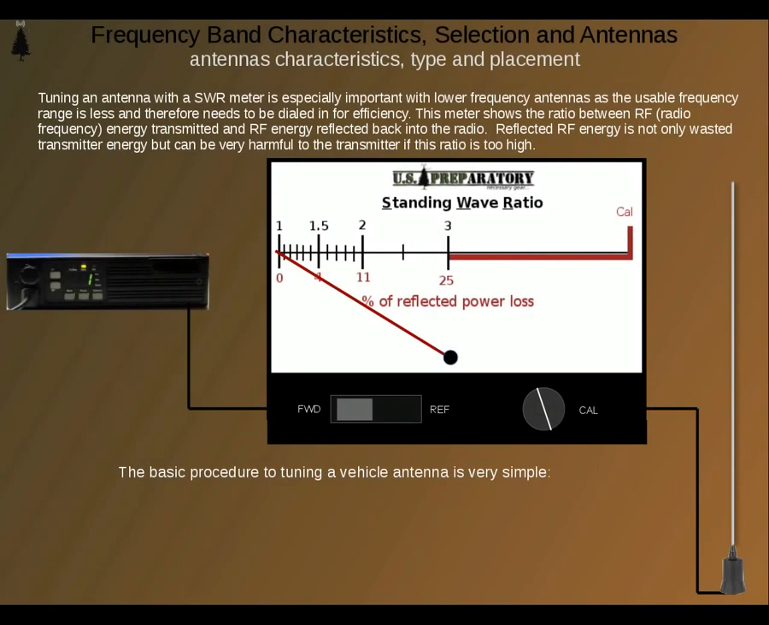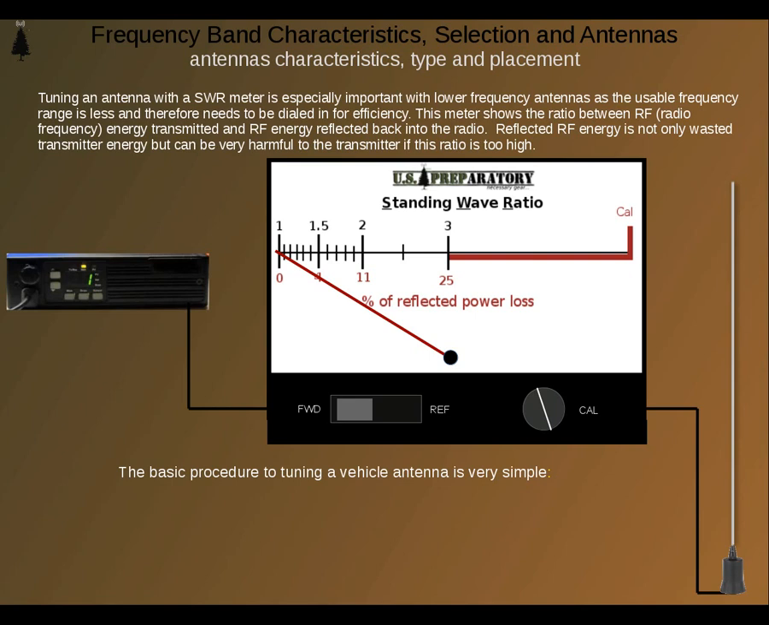Tuning an antenna with an SWR meter is especially important with lower frequency antennas, as the usable frequency range is less and therefore needs to be dialed in for efficiency. This meter shows the ratio between RF energy transmitted and RF energy reflected back into the radio. Reflected RF energy is not only wasted transmitter energy, but it also can be very harmful to the transmitter if the ratio is too high.